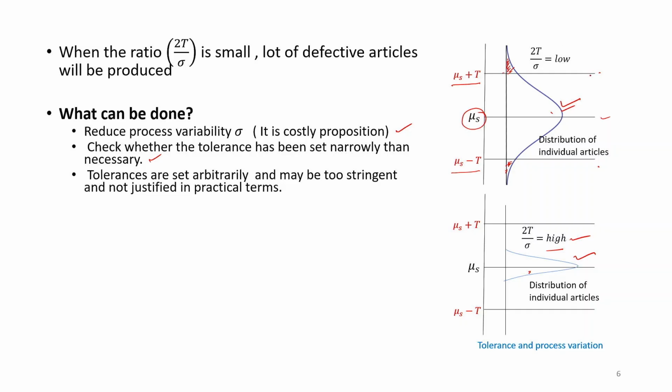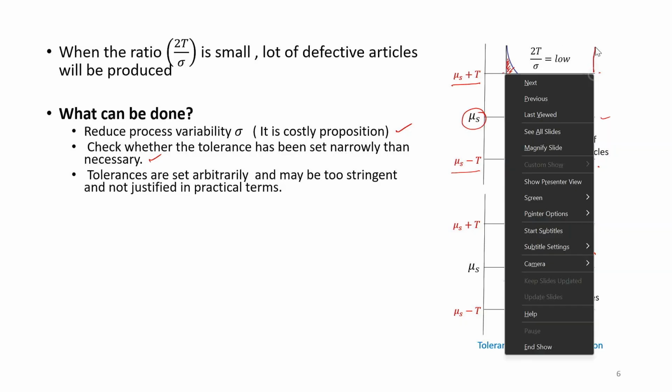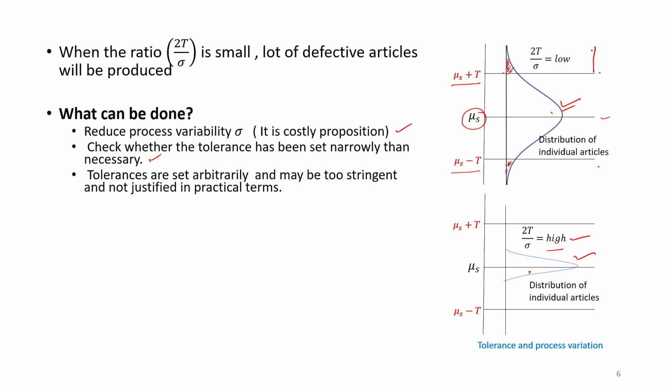That is, is there any possibility to widen this tolerance? If the tolerance is too narrow, then obviously more and more articles will go beyond the tolerance. So the tolerance can be widened, then obviously fewer and fewer articles will fall outside. So these are the things which can be done: reduce variability, or check whether tolerance reduction is possible or not.